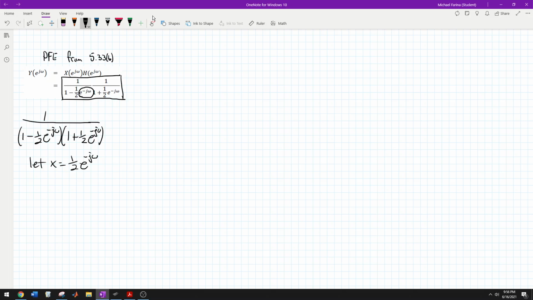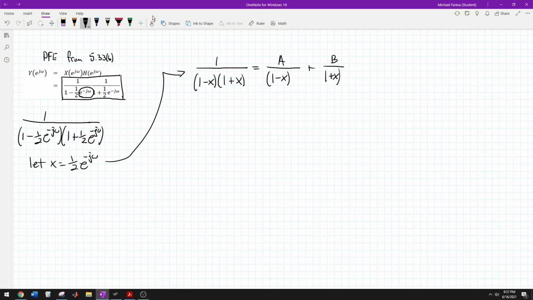So now what we're working with is 1 over 1 minus x times 1 plus x, and that's equal to a over 1 minus x plus b over 1 plus x. We take this whole equation and we multiply everything by 1 minus x and 1 plus x.